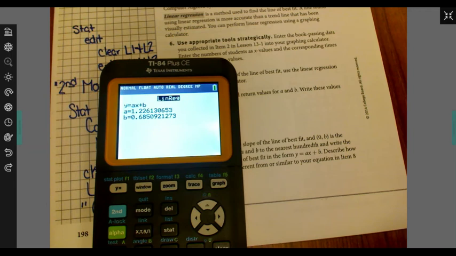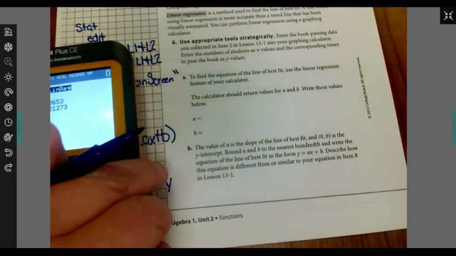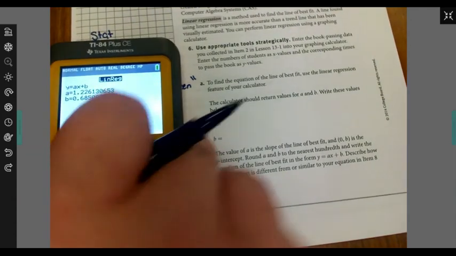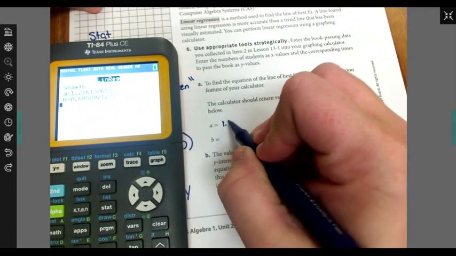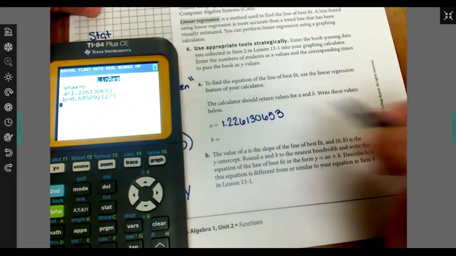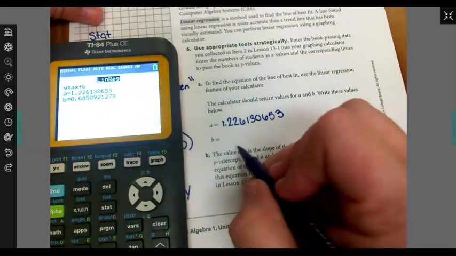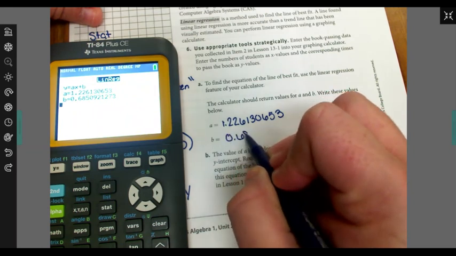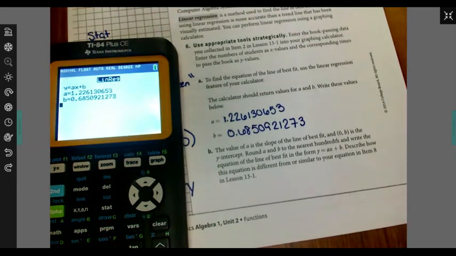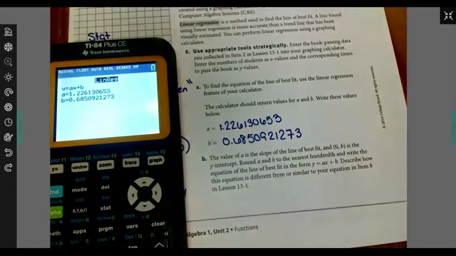It gives me back an A value and a B value. It says the calculator should return values for A and B. Write those values below. All right, well, we have 1.226130653 for A. And my B is going to be 0.6850921273. Ooh, that's a lot. The value of A is the slope of the line of best fit. And B is the y-intercept.